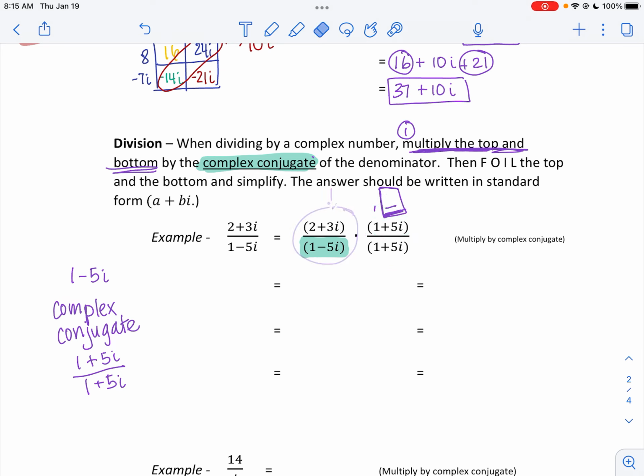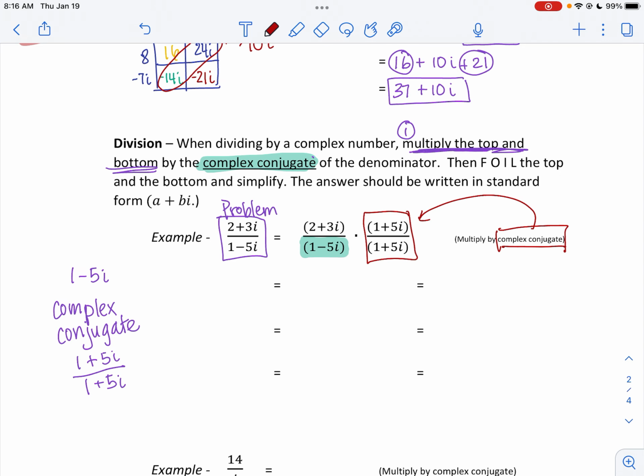All right, so let's go ahead and give it a try. We start with the problem. This is the problem that I've given you, and I'm going to try to multiply by its complex conjugate. This is my complex conjugate, the whole thing, as a whole 1.